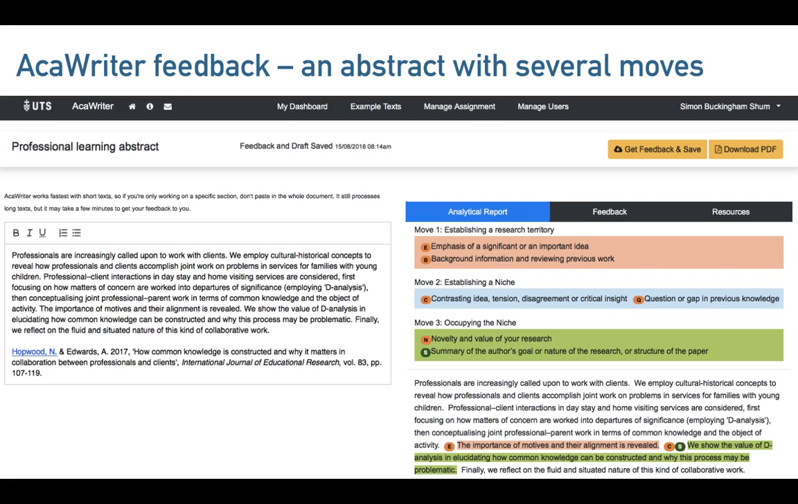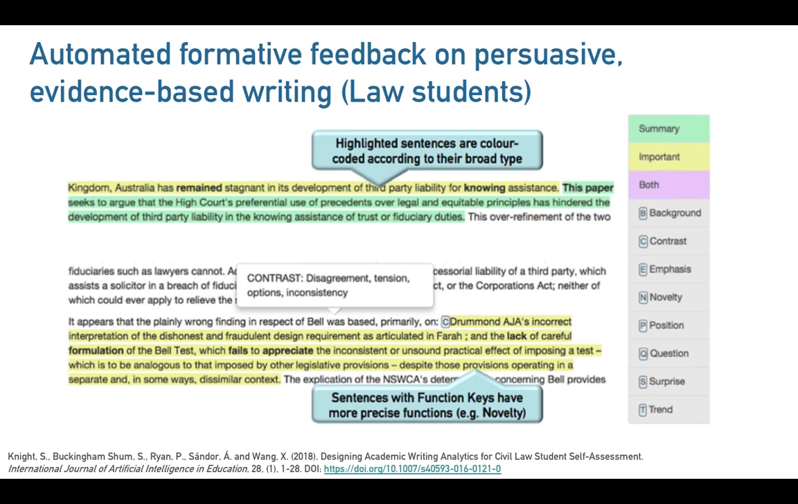And they struggle with that certainly here at university. And I know from my own kids they struggle with that in their own schoolwork too. Okay. So here's an example. This is work I did with Simon Knight as well.